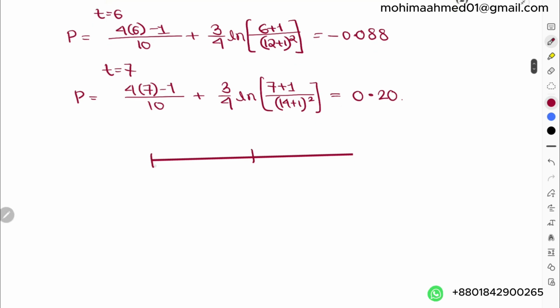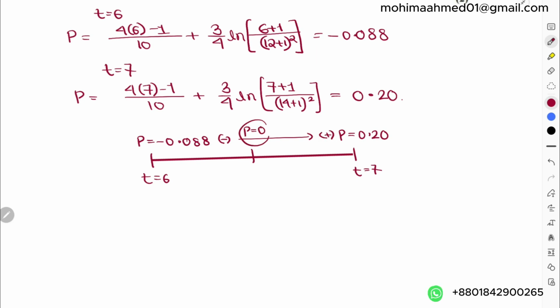So we can write that when t equals 6, you got the value for p as negative 0.088. When t equals 7, you got the value for p as 0.2. There is a shift from minus sign to positive sign. That means obviously p equals 0 is somewhere within the range when t equals 6 and 7. So you can say that there is a sign change and hence p is continuous on [6, 7]. So the root for t obviously lies within the range of 6 and 7.